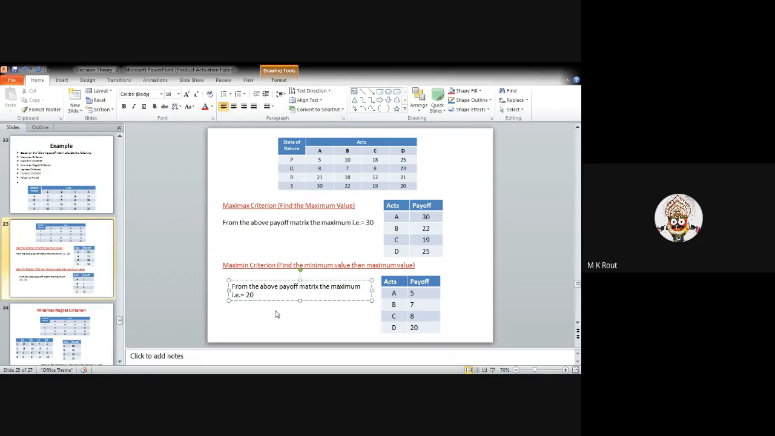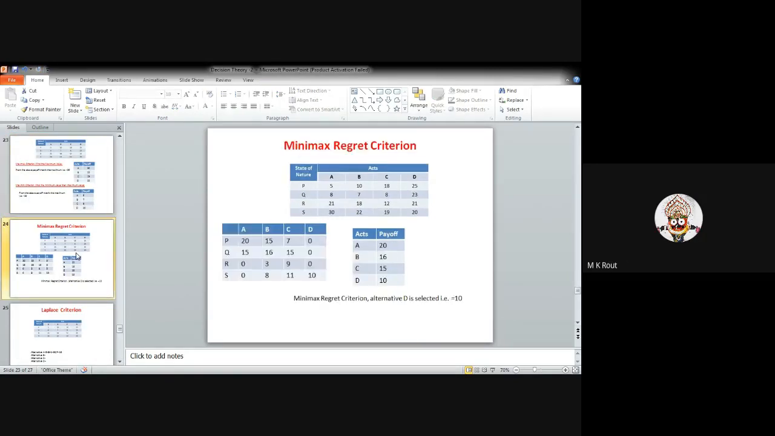Step number 2 is over. Is it clear? Yes, sir. Moving to the next one, that is known as the minimax regret criteria. In this case, first you have to identify, in case of row wise, which is the maximum value?